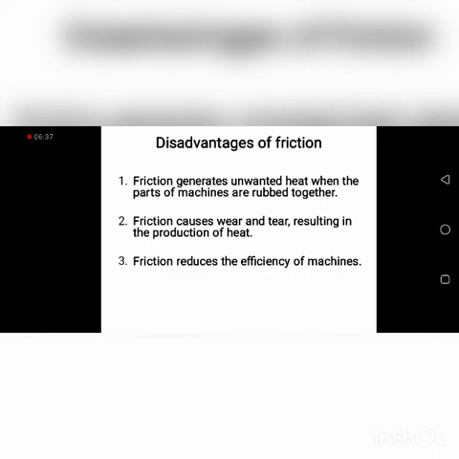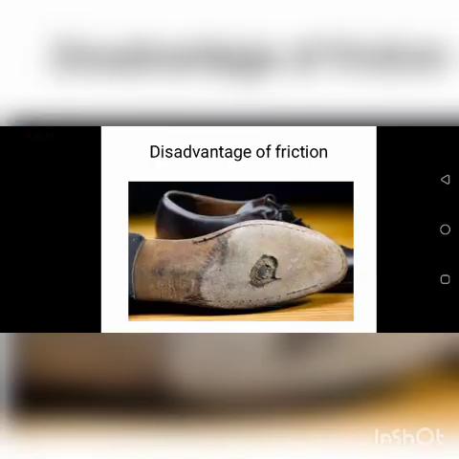2, friction causes wear and tear. When you wear your shoe for a long period, you see the sole of the shoe become worn. This is due to what? To friction. 3, friction reduces the efficiency of a machine. Now, look at the shoe. This is caused by friction.